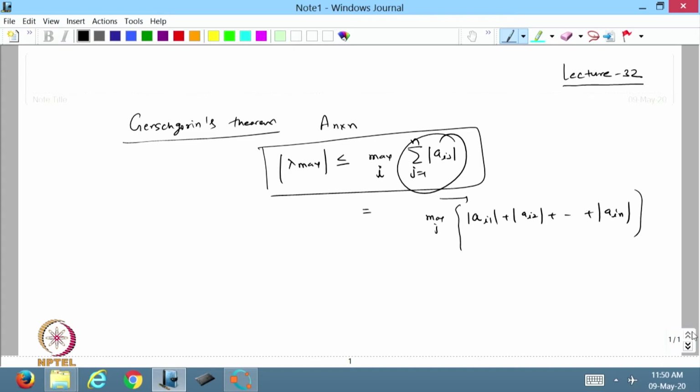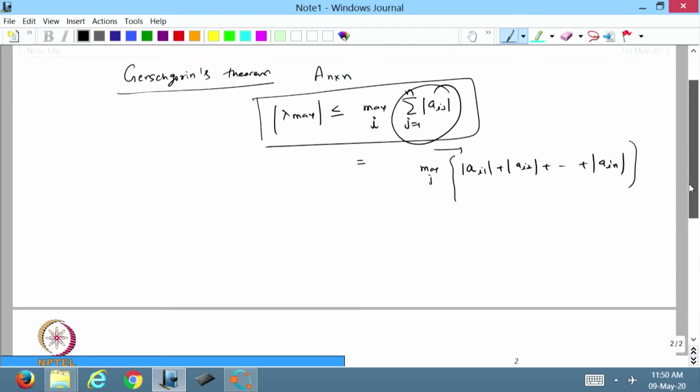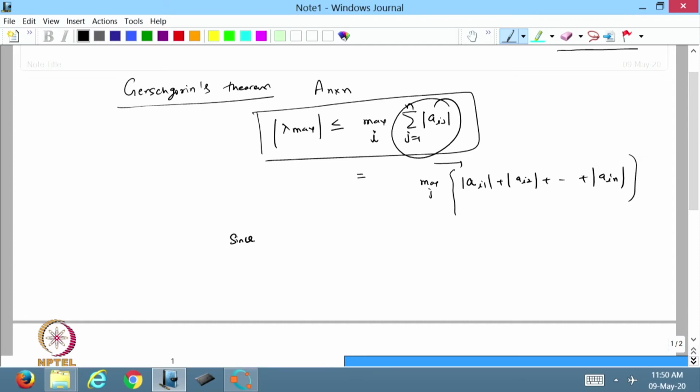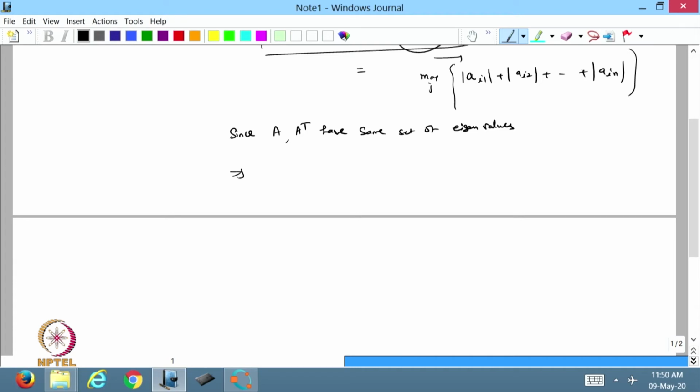So now from here you can see that, since matrix A and its transpose have the same set of eigenvalues, which we already know, I can write that lambda max is also less than the largest column sum in modulus. So, I can also write the column sum.